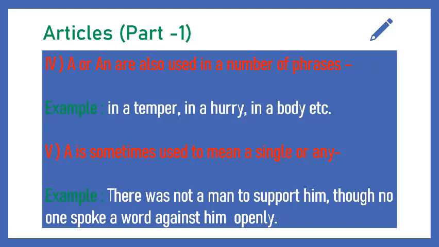Number 5. A is sometimes used to mean a single or any. For example, there was not a man to support him, though no one spoke a word against him openly. Here, a is used to indicate not a single person or not anyone to support him.